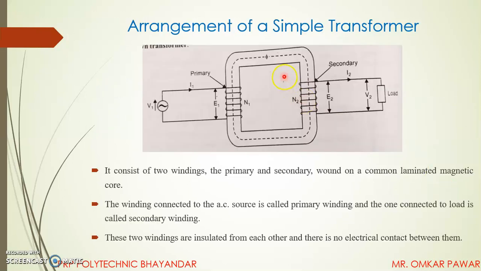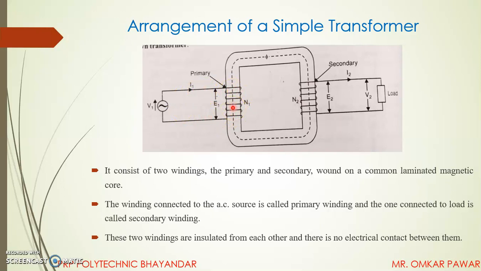So this is the arrangement of a simple transformer. This is a primary winding, that is a coil wound on one side of the core, and this is a secondary winding, where the coil is wound on the second side of the core. If we give the voltage to the primary side, then as it is a closed path, current starts flowing in this winding.